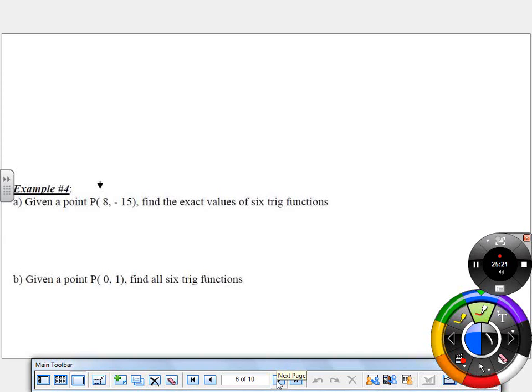All right, so let's say they give you a point P, (8, -15), and they want you to find the value of the 6 trig functions at this position. Notice this isn't a triangle anymore. It's a position, and they want to know what the trig functions are. Okay? So first of all, (8, -15), which quadrant is it in?